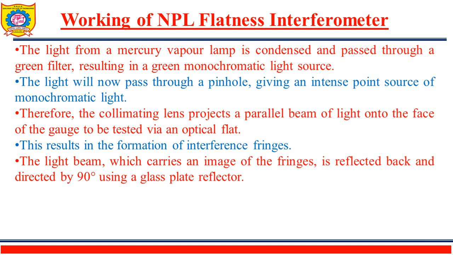The light from a mercury vapor lamp is condensed and passed through a green filter, resulting in a green monochromatic light source. The light will now pass through a pinhole, giving an intense point source of monochromatic light. The collimating lens projects a parallel beam of light onto the face of the gauge to be tested via an optical flat. This results in the formation of interference fringes. The light beam, which carries an image of the fringes, is reflected back and directed by 90 degrees using a glass plate reflector.